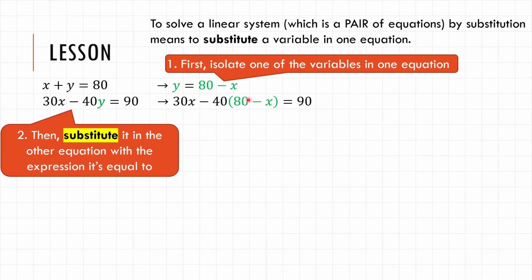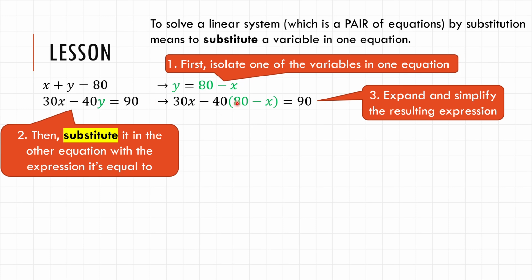Now that I've replaced it, it's time to expand and simplify this expression. So this really doesn't need anything, but now that I have brackets, I have to multiply negative 40, the coefficient, by each of the terms in the brackets. So negative 40 times 80 is negative 3,200, and negative 40 times negative x is positive 40x. Now, of course, expand and simplify, so we do have to combine our like terms. We've got 30x and 40x here. That makes 70x. And now, step 4, we isolate x.